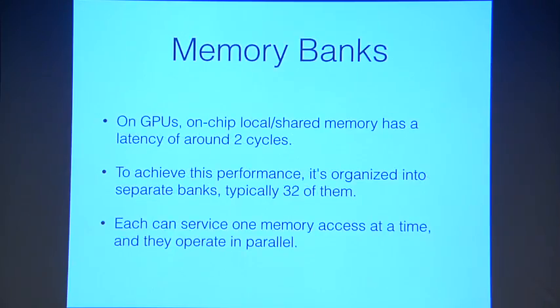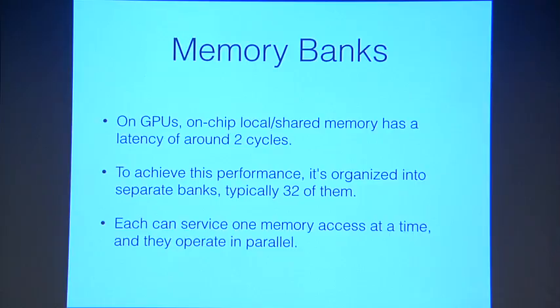Same thing can happen on GPUs. On GPUs, the on-chip local shared memory has a latency around 2 cycles. That's CPU land. This is not associative cache, it's just you have to think about where memory is stored sometimes. But there's an easy trick to fix it. It's the same one we use for the associative cache. Latency is around 2 cycles, which is pretty good.